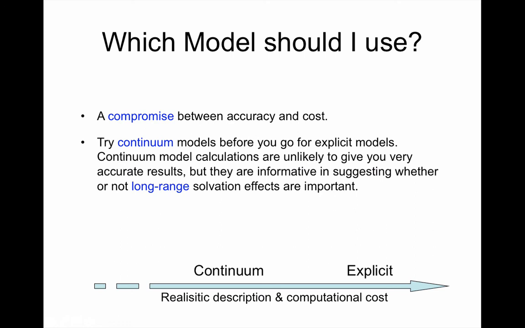So the advice here would be generally to try the continuum models first, and then if you see some significant effects due to the continuum model, then you can think about going to the explicit solvent models in order to get even better results. This is illustrated on the bottom of this slide, where we can see that as we go from the continuum to the explicit solvation models, we also get a more realistic description, but at the expense of a higher computational cost.